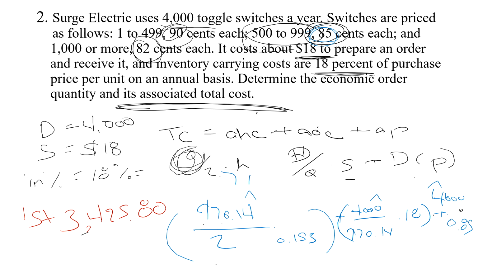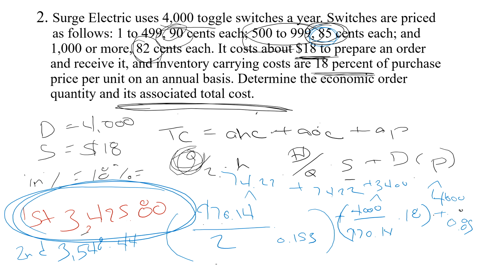And that's going to give us 74.22 plus 74.22 plus 3,400. That's going to give us, for our second option, 3,548.44. So in this case, it actually is going to be better to do our first option of ordering 1,000 units because that's going to be less expensive.